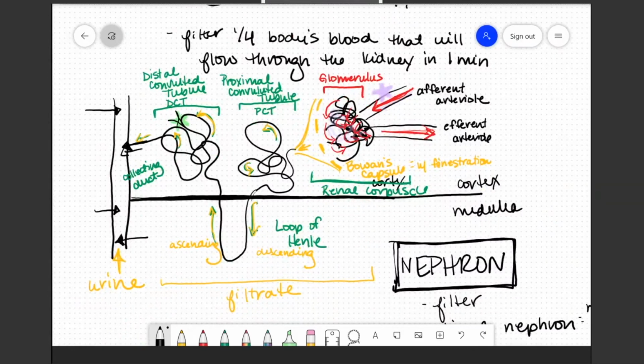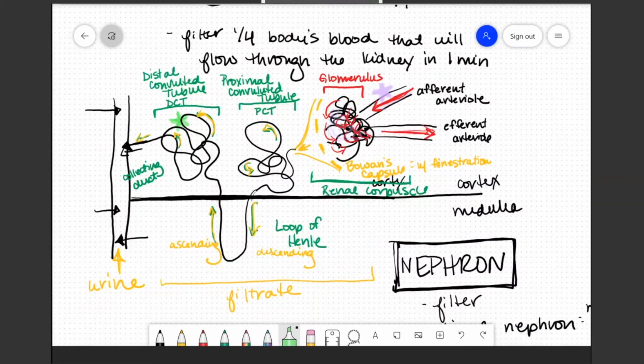Mainly what that is doing is, if you have gone through this entire process of filtering out blood, having the filtrate, which is just the liquid from the blood, travel through the PCT, loop of Henle, and DCT, what's happening is it's taking things out of the liquid and putting things into the liquid.